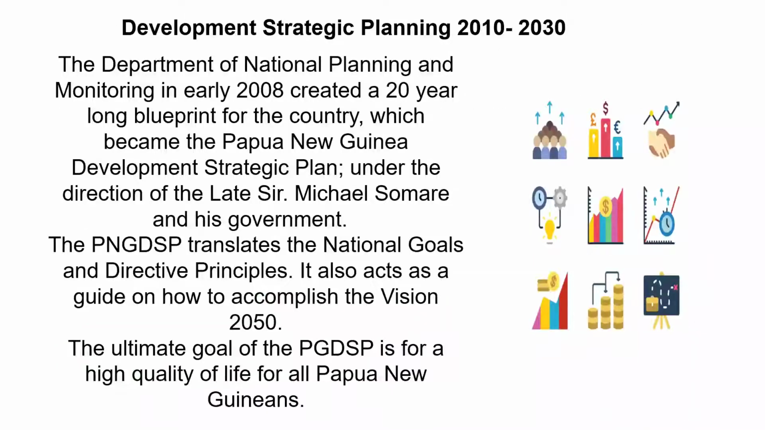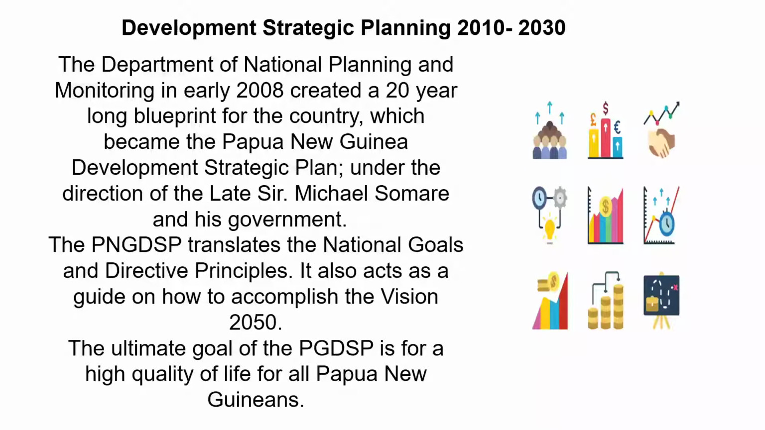The short-term plan is the PNG Development Strategic Plan 2010 to 2030. Late Sir Michael Somare and the government under him directed the Department of National Planning and Monitoring in early 2008 to create a 20-year-long blueprint for the country, the PNG DSP. The PNG DSP translates the national goals and directive principles of the Constitution into possible plans. It also shows us how to achieve the Vision 2050.